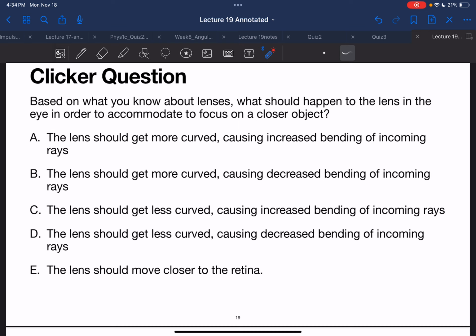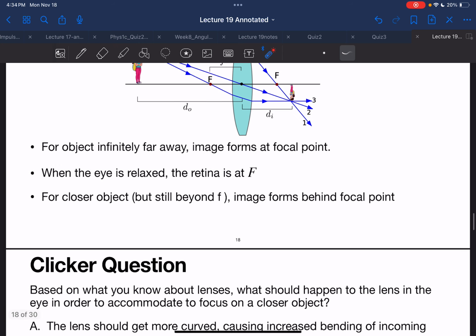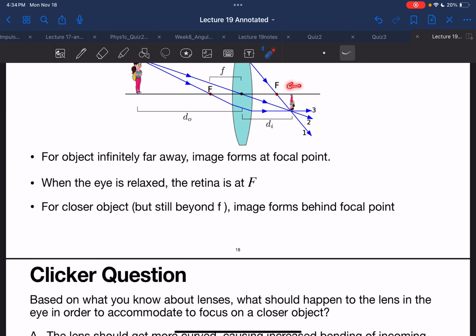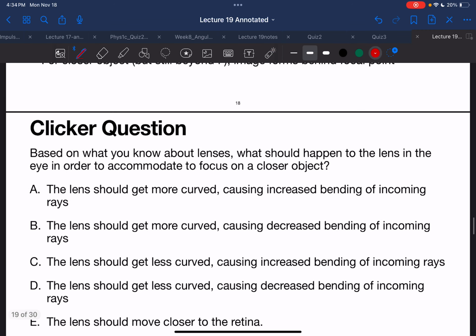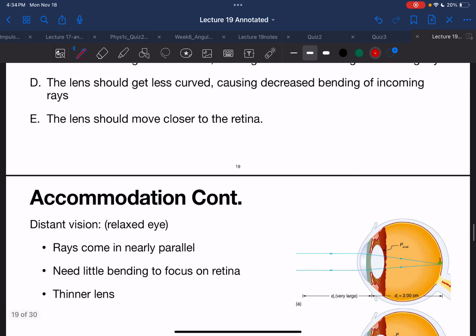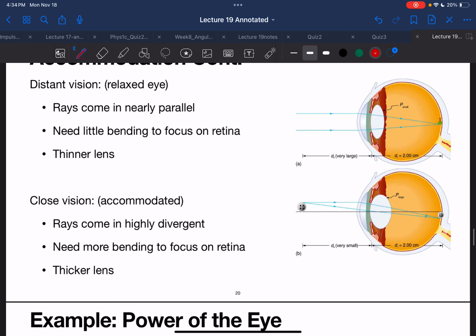The correct answer here is that the lens should get more curved, causing increased bending of incoming rays. When we need the image to form closer this way, basically you need this ray to bend even further. You need this ray to bend also further, and that gives an image closer to the focal point. So what the muscles in your eye are essentially giving you is a higher power, more curved lens to allow the image to still form on the retina.